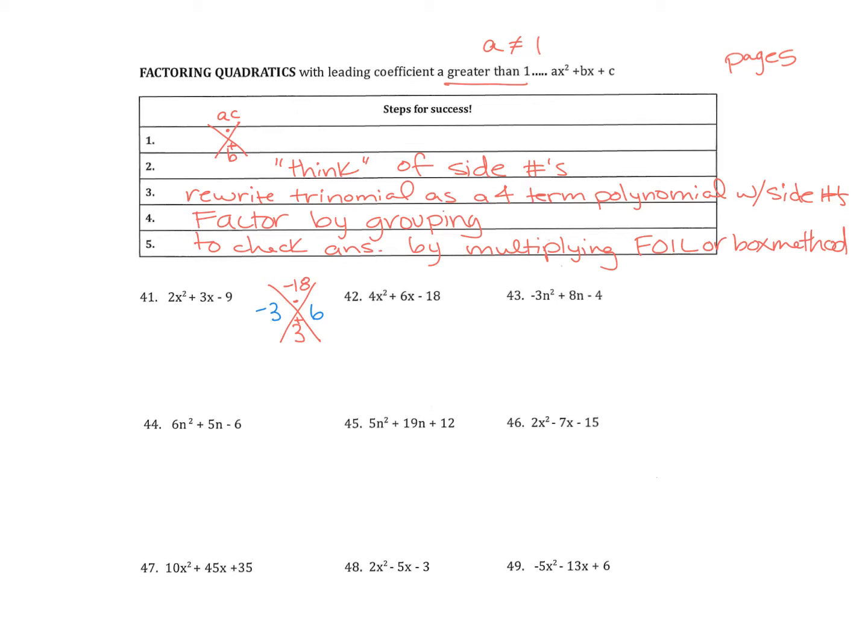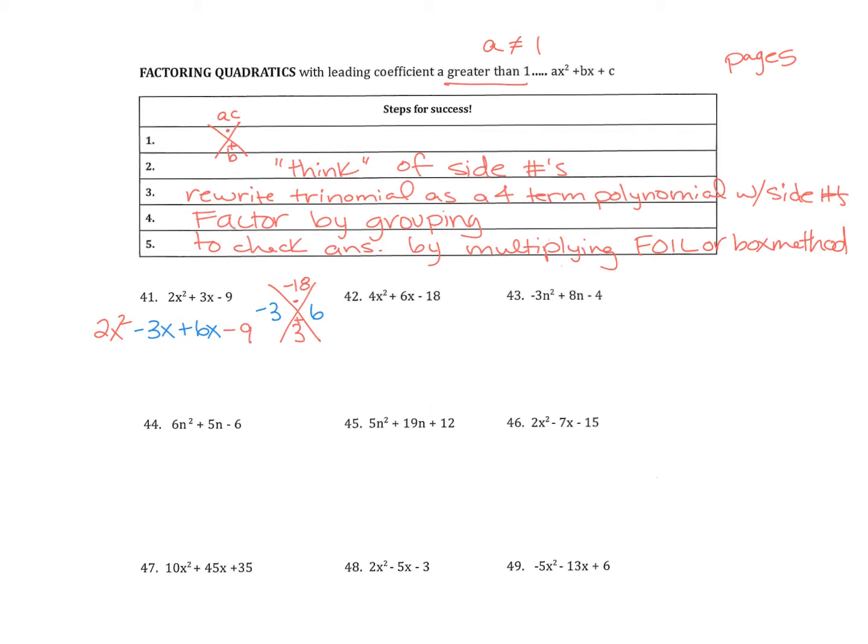I rewrite my trinomial as a 4-term polynomial using the negative 3 and the positive 6. So I'm going to rewrite the 2x squared. Let me go grab my blue pen. Now I'm going to write minus 3x plus 6x. And you can put the side numbers in any order you want. You could have written the 6x first and the minus 3x second. Our work will look a little bit different on the next line, but we will get the same answers. And let me go back to red, and then the minus 9.